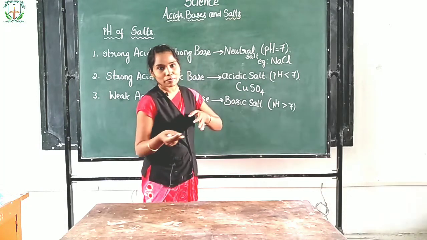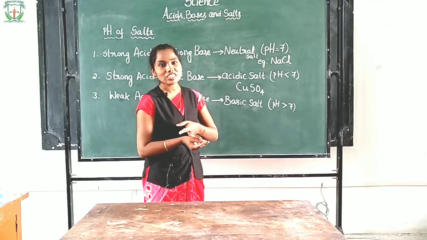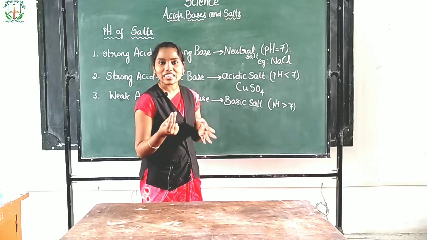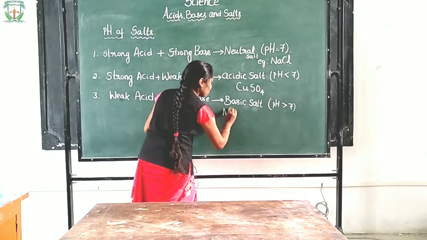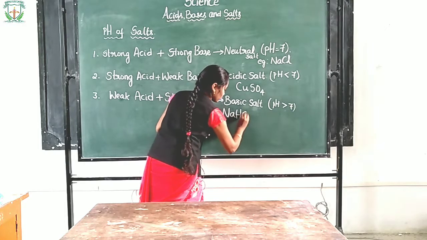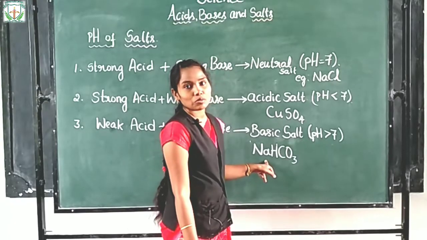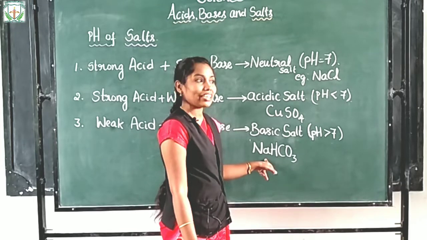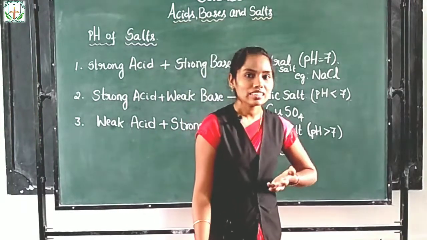So among the 3 samples, which one is basic in nature? It is sodium bicarbonate, that is baking soda. Sodium bicarbonate is basic in nature and it has a pH value greater than 7.